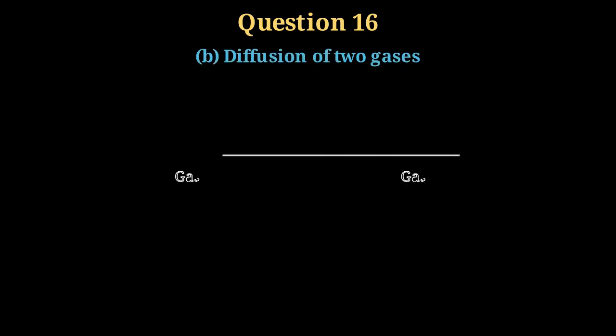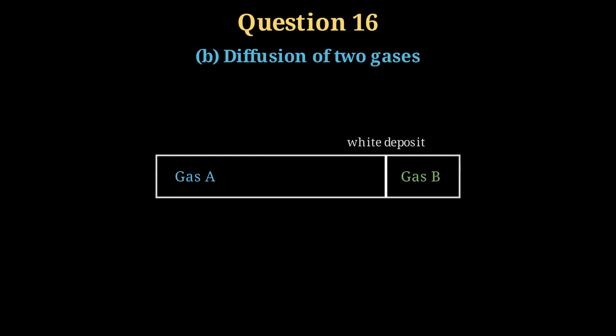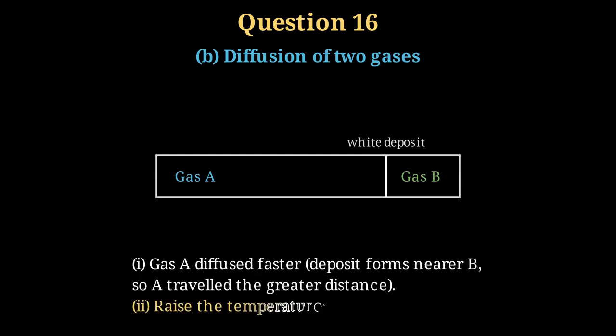Part B. Two gases start at opposite ends of a tube and meet where a white deposit forms. The deposit forms nearer gas B, which means gas A travelled further, so gas A diffused faster. To increase the rate of diffusion of the gases in the tube, you can raise the temperature or reduce the pressure.